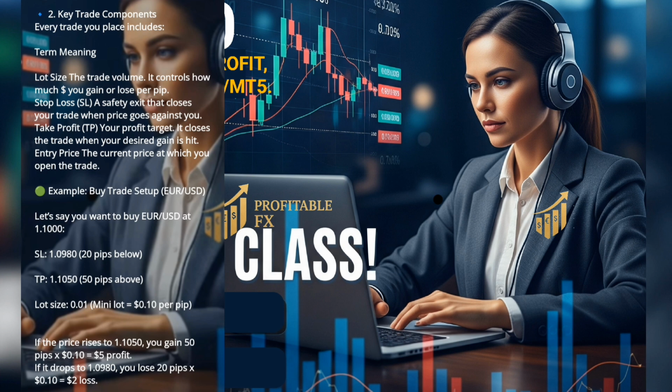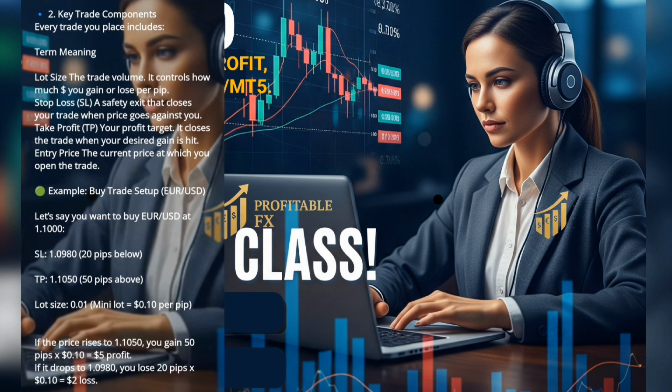Take profit, TP, your profit target. It closes the trade when your desired gain is hit. Entry price, the current price at which you open the trade. Example, buy trade setup, euro to US dollar. Let's say you want to buy euro to US dollar at 1.1000. SL, 1.0980, 20 pips below.